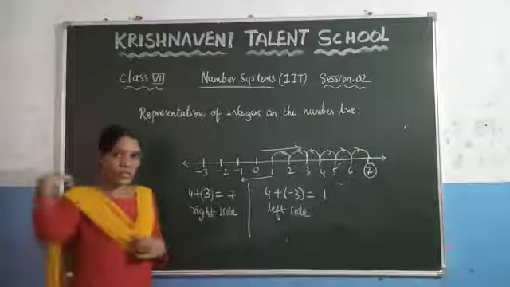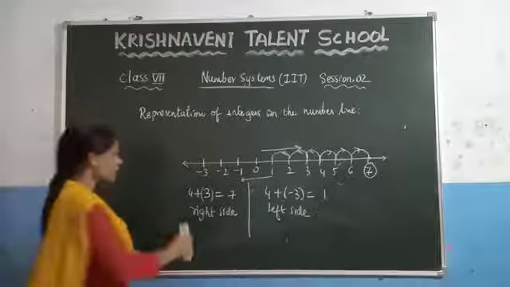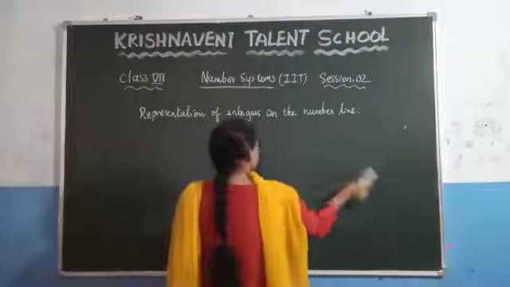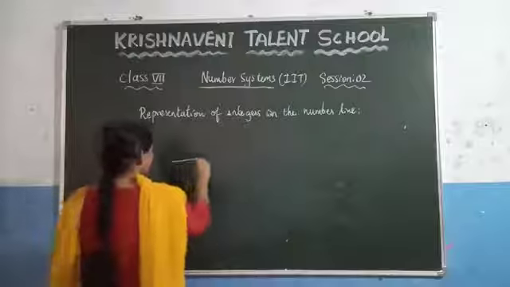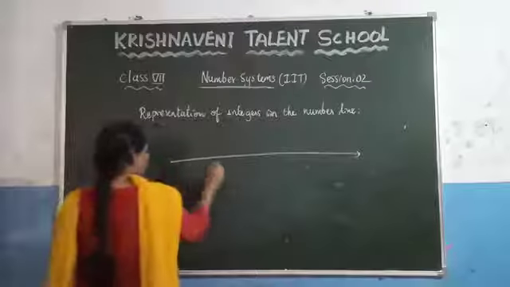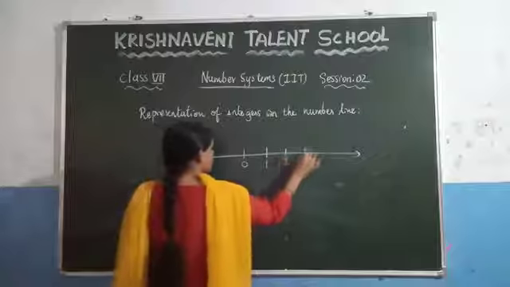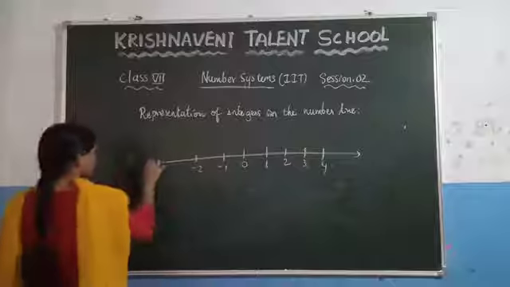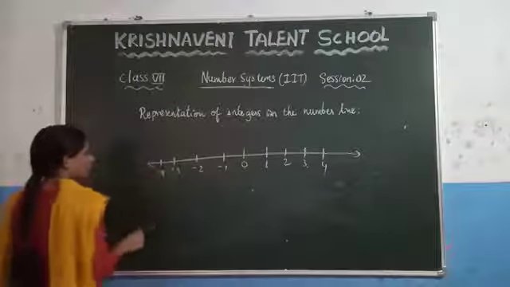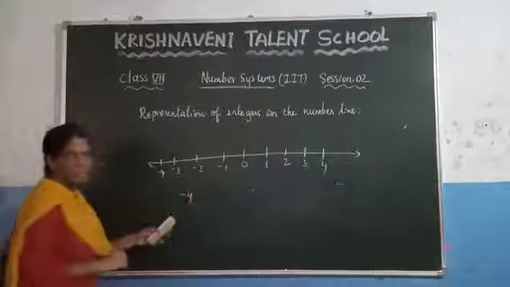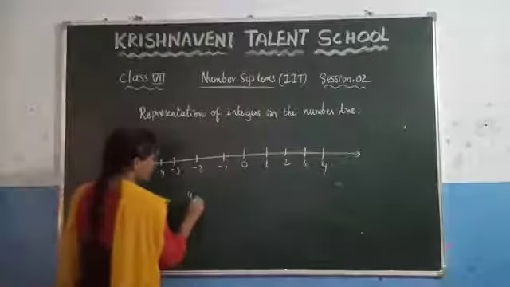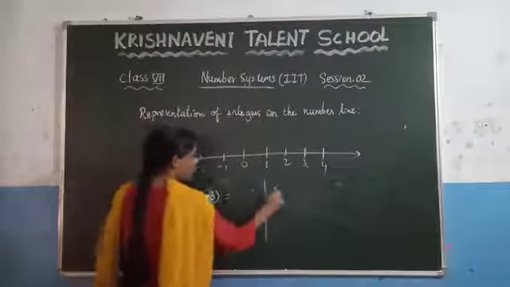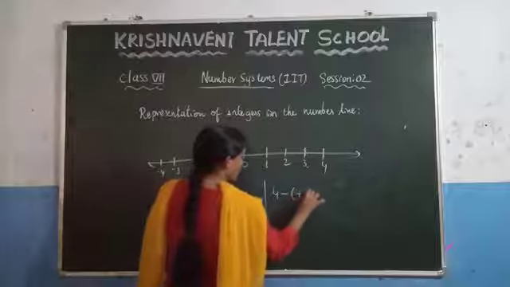Now let us see about the subtraction of the integers. So here, next one. Again draw the number line and mark the numbers 0, 1, 2, 3, 4, -1, -2, -3, -4. Here let us consider -4. The same examples I am taking here. 4 minus of -3, and here 4 minus of +3.